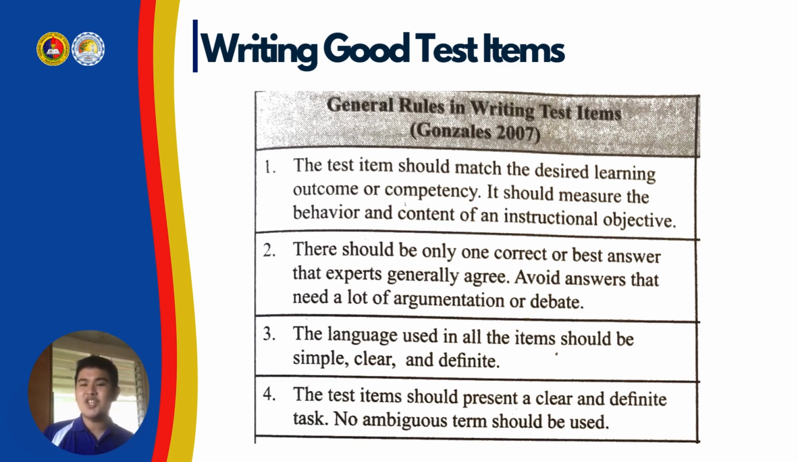Lastly are the 7 general rules in writing test items according to Gonzalez in 2007. First, we need to ensure that the test items match the desired learning outcome or competency. This means that every question we write should directly measure what we want our students to learn. For instance, if our objective is to assess students' understanding of a specific concept, the question must reflect that understanding accurately.